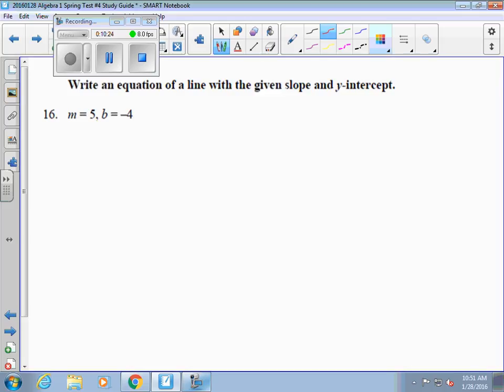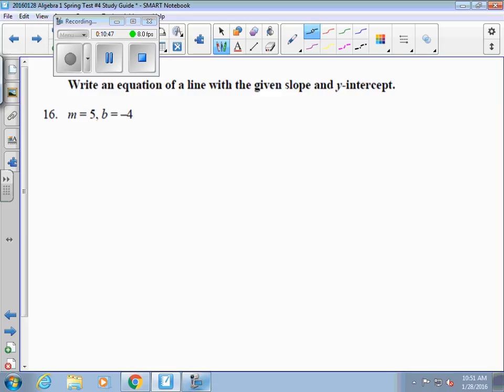Number 16 says write an equation with the given slope and y-intercept. Again, it doesn't tell you which form to write. We learned point-slope form, we learned slope-intercept form, we learned standard form. They give us a slope and an intercept, so do the easiest one. We can make all three of them. I could ask you to make all three of them, and you could do it with this information. But do the easiest one.